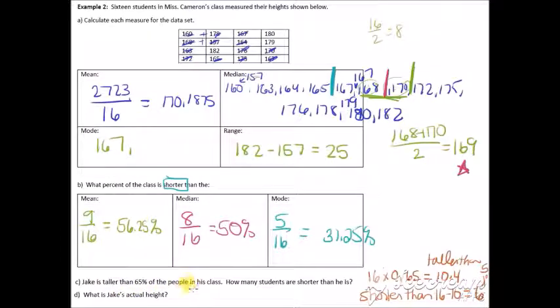Okay, what's Jake's actual height? So, as an example, if he's the 11th person, if we come back up here and we go 1, 2, 3, 4, 5, 6, 7, 8, 9, 10. Well, it's between 10 and 11 because we got 10.4. So let's go between 172 to 175 centimeters. So maybe we can say 173 or 174, but we know that he's between those.